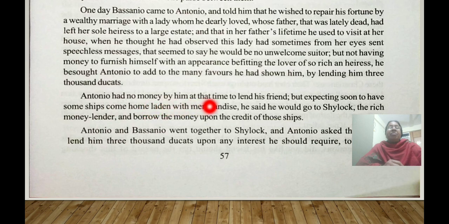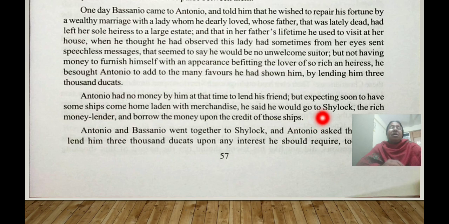Antonio had no money by him at that time to lend his friend. Now at that time when he asked him for money, Antonio had no money with him. Why? Because he had spent all his money on his ships. Now these ships were on sale to various parts of Europe and other parts of the world, but expecting soon to have some ships come home laden with merchandise, he said he would go to Shylock, the rich money lender, and borrow the money upon the credit of those ships.